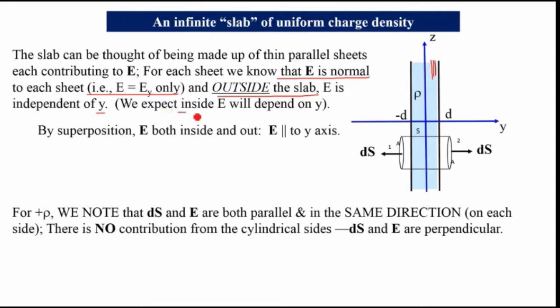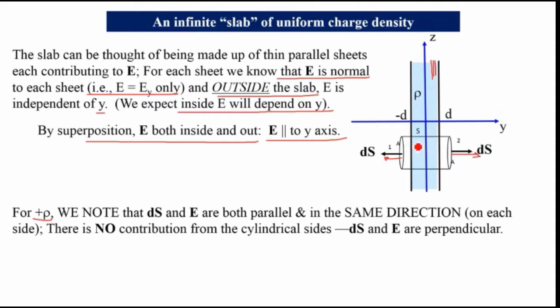So we expect inside that E will depend on y because it will depend on where you put the y value to determine the field. By superposition, E both inside and out is parallel to the y-axis. In the case where we have a constant positive rho, then ds and E are both parallel and in the same direction on each side. So that's what I show here. E will be parallel and in the same direction over here if this is plus. E will be parallel and in the same direction over here if this is plus.